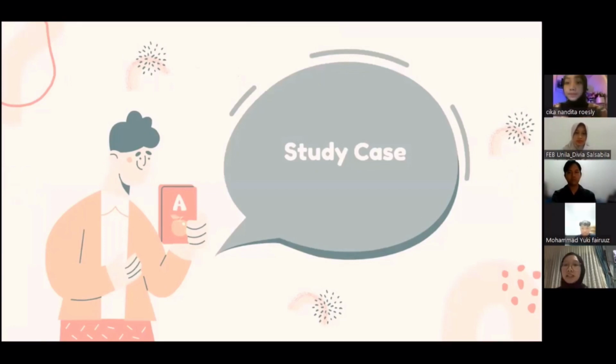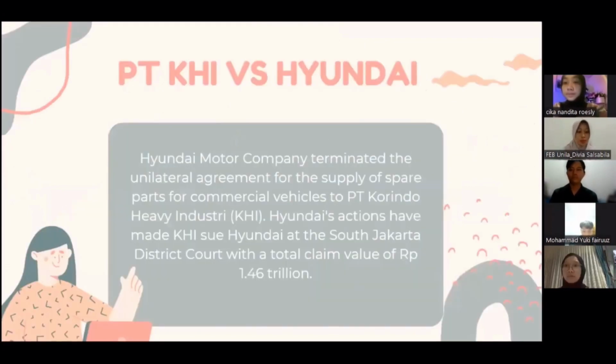So I'm gonna explain the study case of the Indonesian case. Next slide, please. So I take the case about PT KHI versus Hyundai. Hyundai Motor Company unilaterally terminated the agreement for the supply of spare parts for commercial vehicles to Korindo Heavy Industry, or we can say KHI. KHI sued Hyundai at the South Jakarta District Court for a total claim valued at 1.46 trillion.